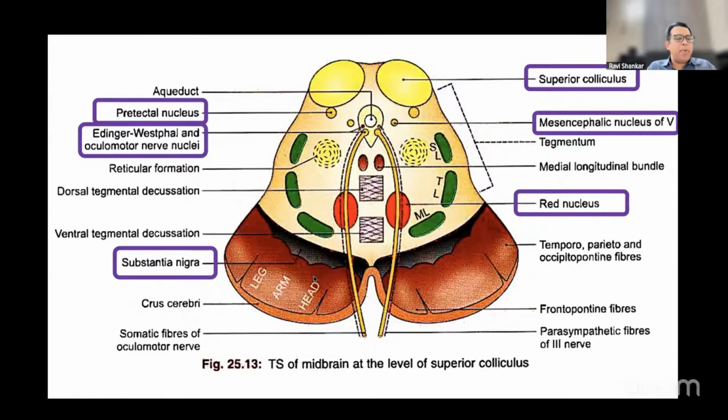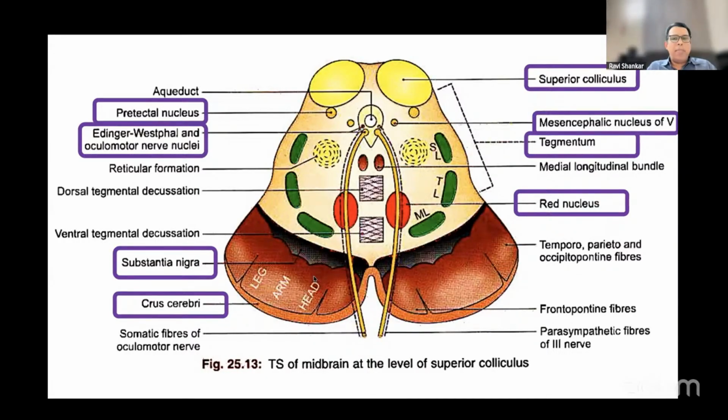The white matter part of it has again the crus cerebri, which has got the same somatotopic organization as seen at the inferior colliculus. The tegmentum has again all the same fibers, the lemniscal fibers, as the inferior colliculus, except the lateral lemniscus, which has terminated into the inferior colliculus and down below.